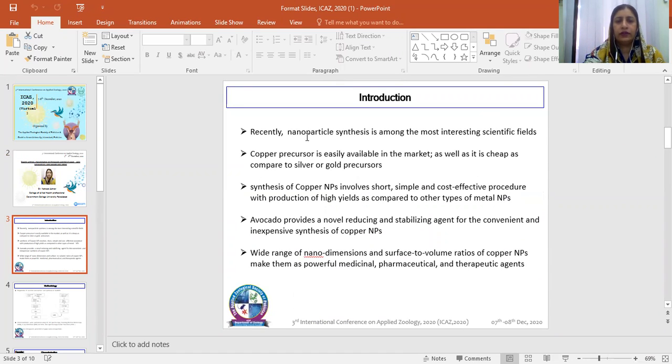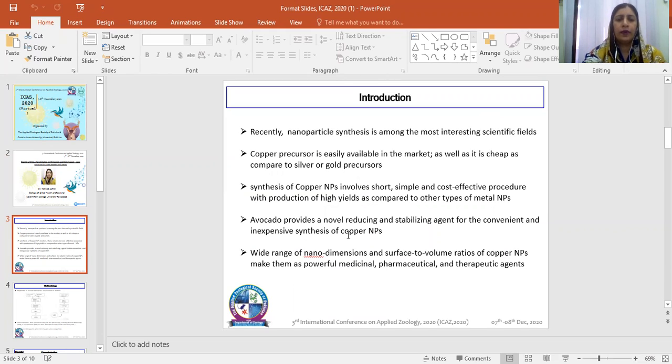As everyone knows, nanoparticle synthesis is among the most interesting scientific fields. Copper precursor is easily available in the market compared to other metals like silver and gold precursors. We used the avocado seed for the synthesis of copper nanoparticles, as avocado provides a novel reducing and stabilizing agent for the convenient and inexpensive synthesis of copper nanoparticles.